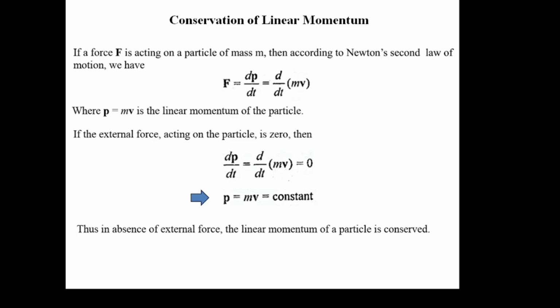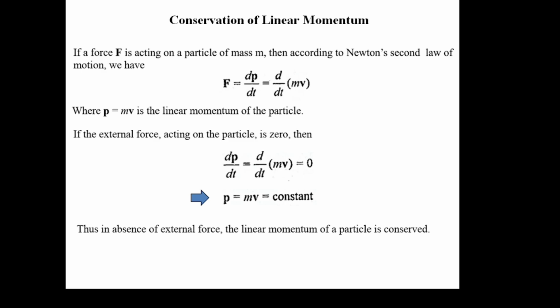So if a force F is acting on a particle of mass m, then according to Newton's second law of motion, we know that F is equal to dp/dt, and p is equal to mv, which is the linear momentum. So if no external force is acting, that means F is equal to 0. That means dp/dt is equal to 0. So p, that means p equal to mv, is constant.